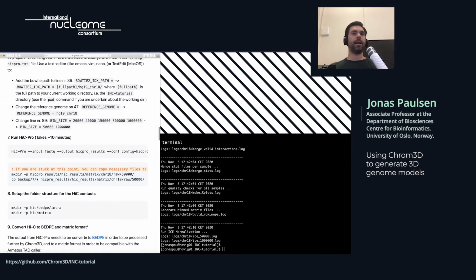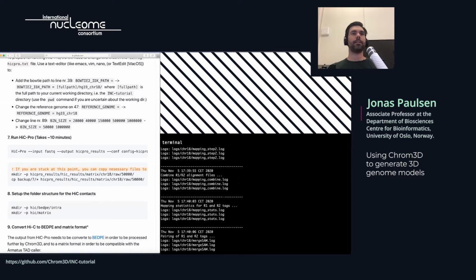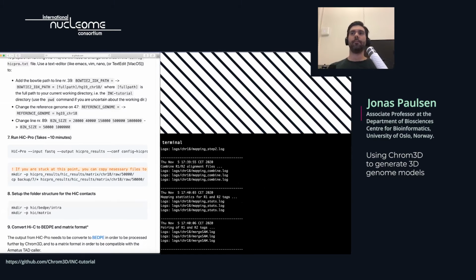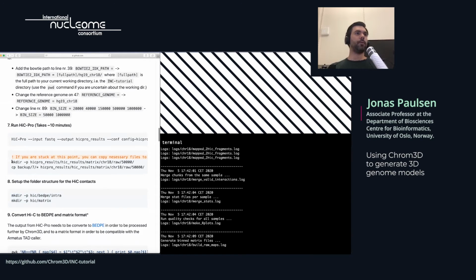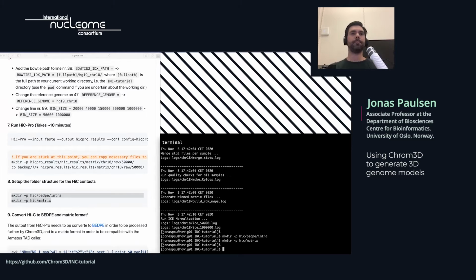So what has actually been done now is that Hi-C Pro has mapped the reads and aggregated all of the contacts between the bins that we have defined. So after you've done this, or if you actually managed to run Hi-C Pro, the next step for us is to make some folders. So we will run the commands in step number 8, like this. We just make some directories, one called bedPE, and within it intra, and then one called matrix.